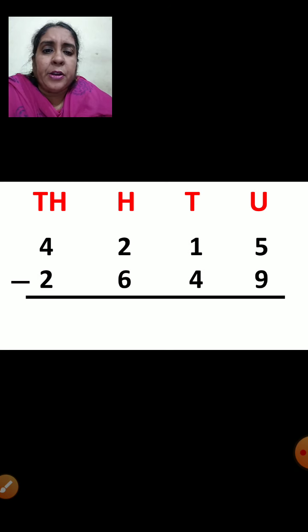First place is written units, tens, hundreds, thousands. What is the question? 4215 minus 2649. Right? Now we are going to start from the units place. Now you will see the numbers in the units place. What is the number? 5 and 9. Can you subtract 9 from 5? No, right? So what will you do? You will go to the tens place.